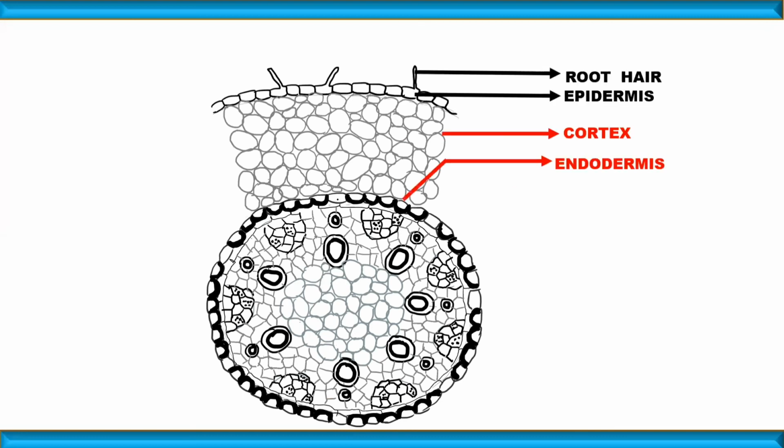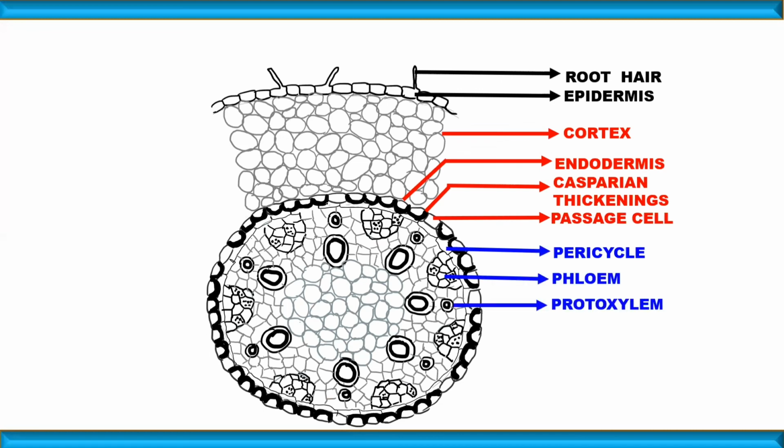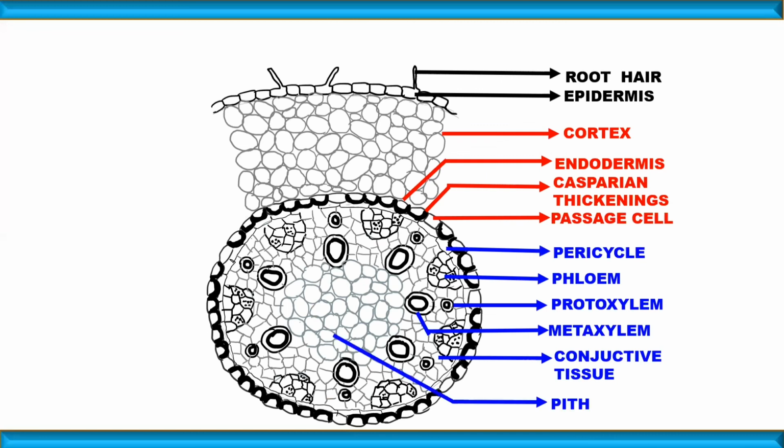The outermost is epidermis, it has root hairs, followed by the cortex. Show the endodermis. Importantly, do not miss the Casparian strips and the passage cells, and after that the various components of the stele: pericycle, phloem, protoxylem, metaxylem, conjunctive tissue, and correspondingly the pith, which together form the stele.